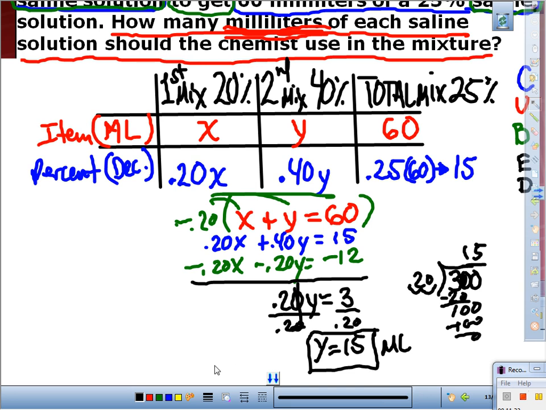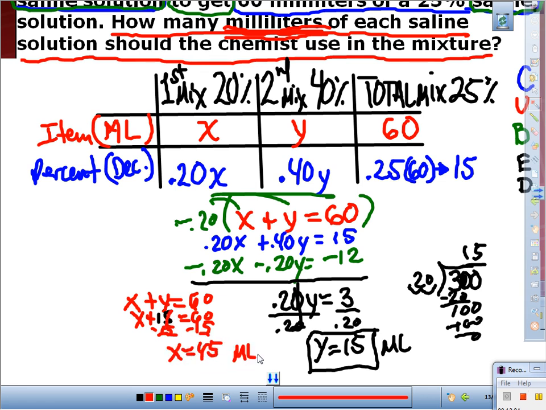So, what do we do with that to find out the other mixture in milliliters? Pedro. X plus y equals 60, but instead of y, we substitute the 15 in there. That is correct. X plus 15 equals 60, minus 15. Therefore, X equals 45 what? Milliliters. All right.